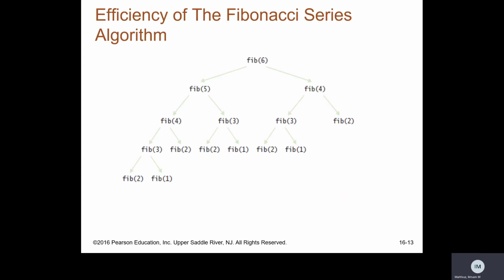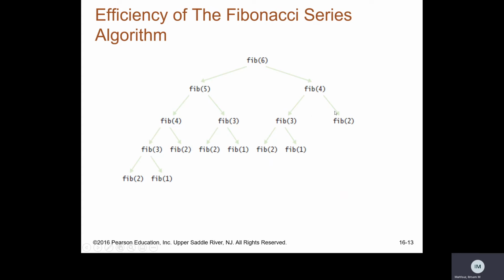Now, is this expensive? Yes, because if I want to compute Fibonacci of 6, it says go and compute Fibonacci of 5 and 4. And to do 5, I have to compute 4 and 3. To do 4, I have to compute 3 and 2. To do 3, I have to compute 2 and 1.